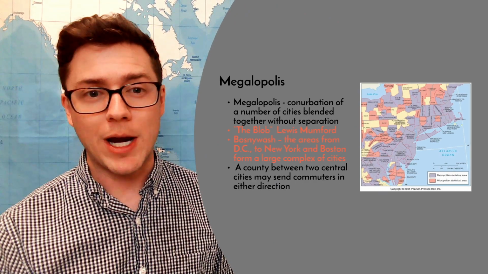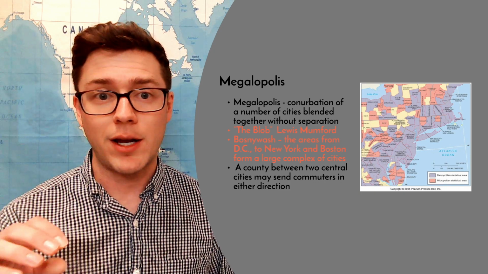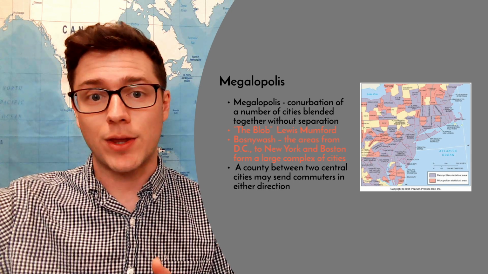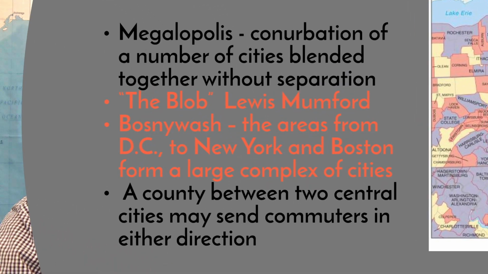Sometimes we see situations where these metropolitan statistical areas blend in with other cities. So where one city's suburbs end and the others start at the same place. This is known as a megalopolis. It's a conurbation. Conurbation means a number of cities blended together without separation. So where the suburbs overlap each other. They call this the blob. Lewis Mumford coined that term. And the most famous megalopolis is Bosnia-Wash. Those are the areas of New York, D.C., and Boston. It is a large complex of cities.